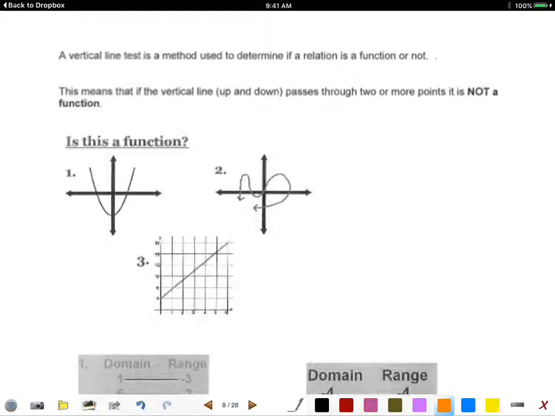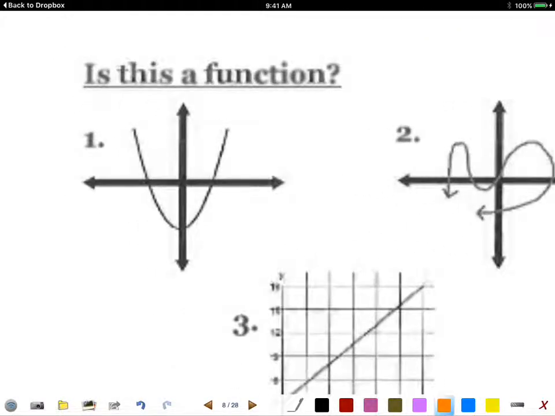Here's how you can draw it in your notes. If you take your pencil and hold it right there, it's only hitting the graph in one location. Hold your pencil right here. It's only hitting in one location. Hold your pencil over here.